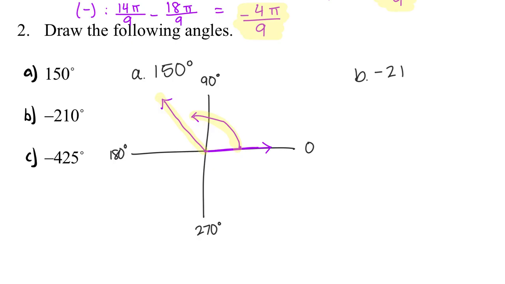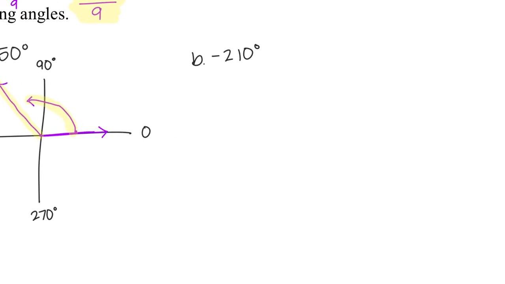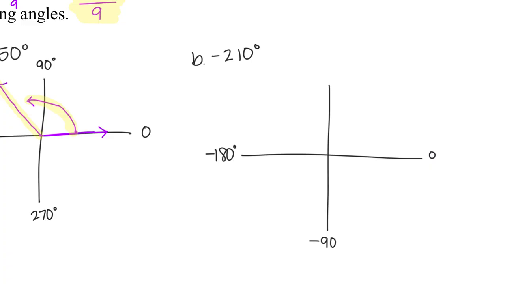B is negative 210 degrees. Going ahead and doing the same thing, drawing my coordinates. I'm going to have 0. Now it's negative, so I'm going to go negative 90, negative 180, negative 270. And negative 210 is going to fall in between negative 180 and negative 270. And because it's negative, I'm going clockwise, and I'm stopping right there. So again, I have to see this, where you're starting, where you're going, and the line where it's in between.